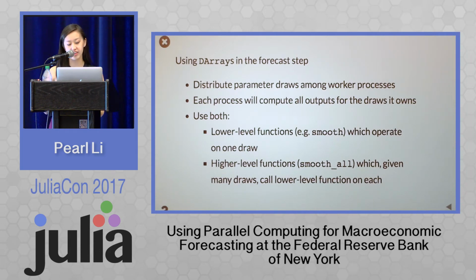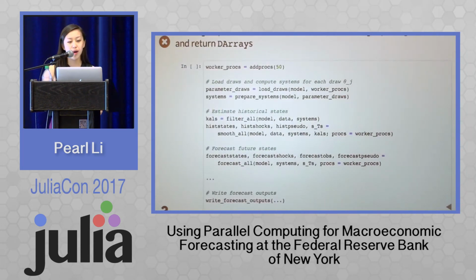So this all seems very natural so far. You can kind of imagine how this would go. We'll add these processes. And now all of our functions, load draws, prepare systems, filter all, smooth all, forecast all, of these things take in distributed arrays and return distributed arrays. And so all of these computations that happen under the hood are supposed to happen on whatever process owns the local part containing those draws. So this seems great so far.